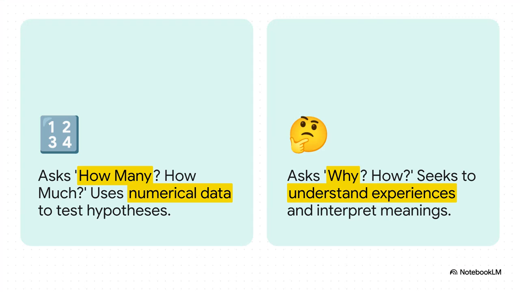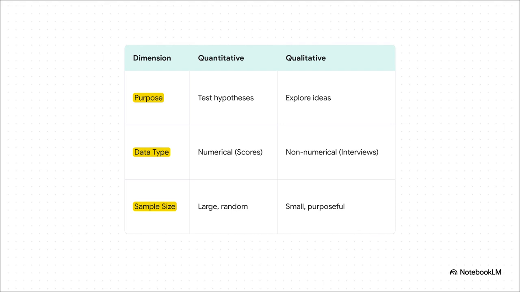So, the first lens, quantitative, is all about measurement. It's asking, how many students passed the test? Or by how much did their scores go up? The other lens, qualitative, asks about the experience. It asks, why do students feel more confident now? Or how are they actually interacting with this new app? You can see the goals are totally different here.